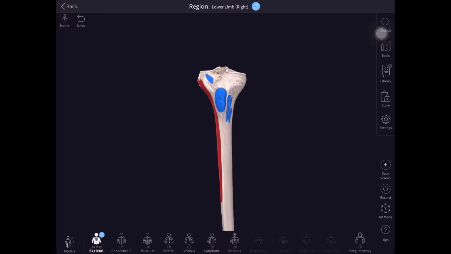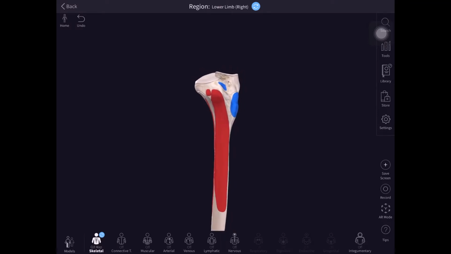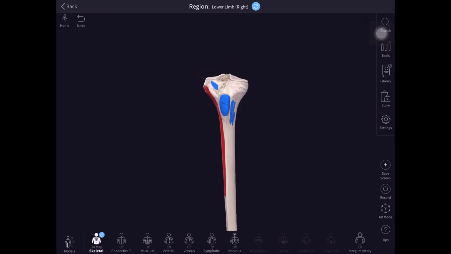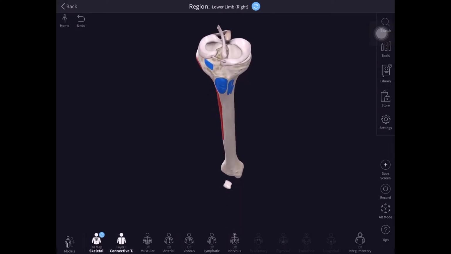So let us see this. This is the lateral side, this side. First the lateral side, superior. So we have to look at the menisci. Now you can see the superior surface.